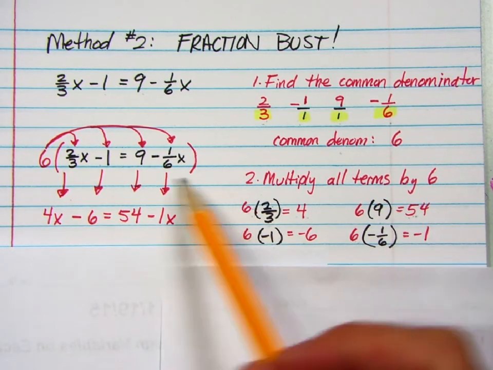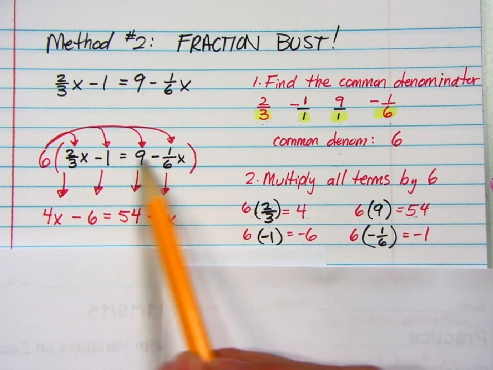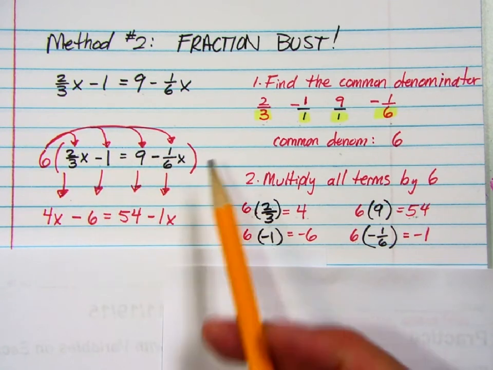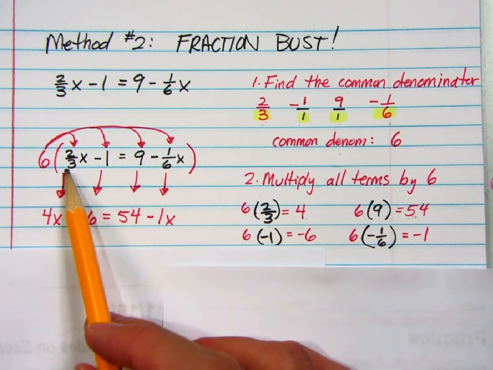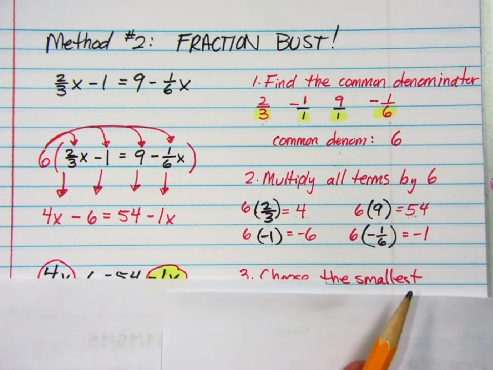So what I've done is I'm allowed to do that because in an equation, as long as you multiply everything on both sides, you should be fine. And that's what I did. I multiplied everything by 6. I get this thing here. Now this is much easier to deal with, right?